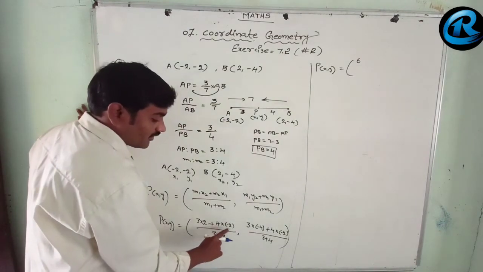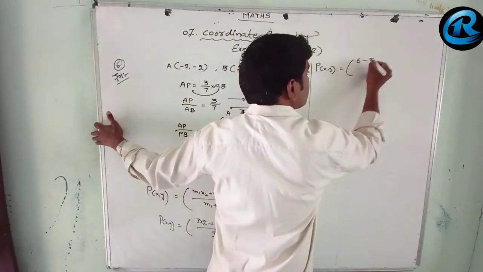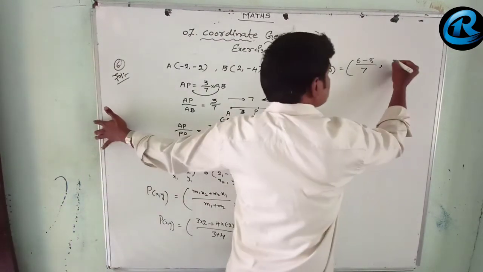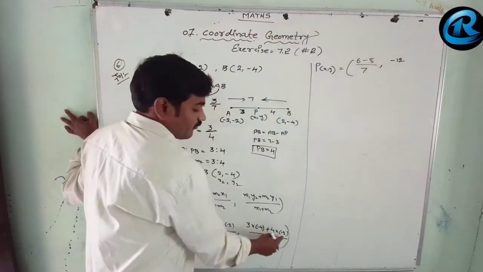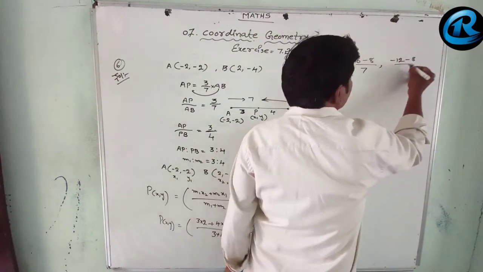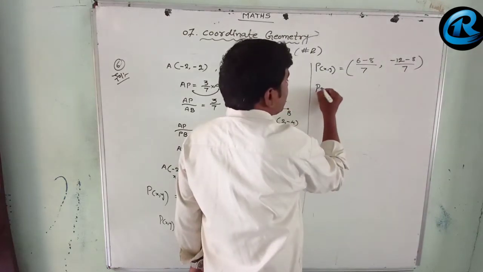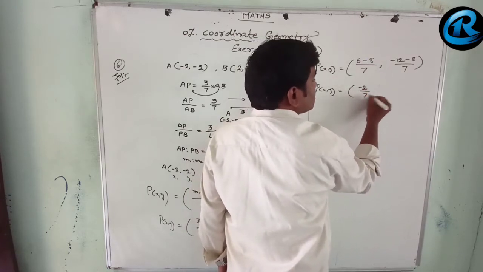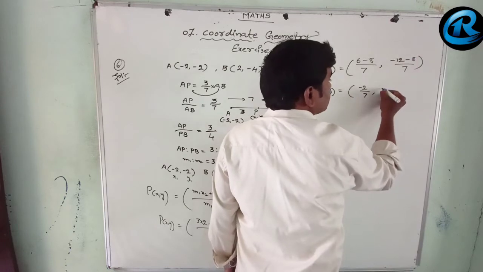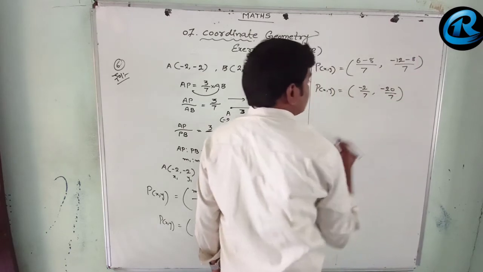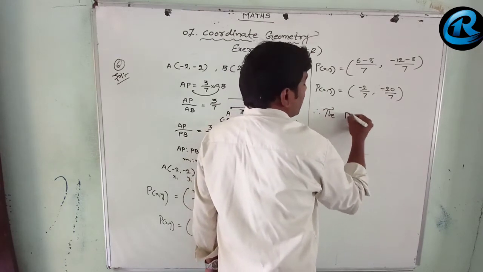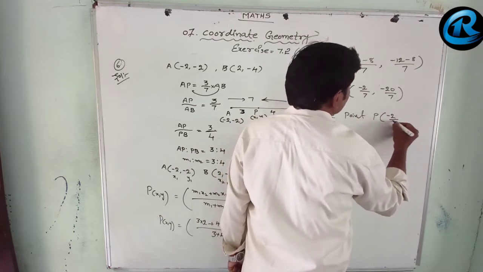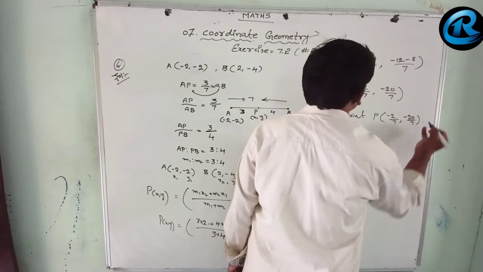Now here 4 into minus 2, that is minus 8 by 7, 3 plus 4 is 7, and here 3 into minus 4, that is minus 12, and here 4 into minus 2, that is minus 8 by 3 plus 4 is 7. So P x comma y is equal to 6 minus 8 is minus 2 by 7 comma minus 12 minus 8 is minus 20 by 7. Therefore the point P is minus 2 by 7 comma minus 20 by 7.